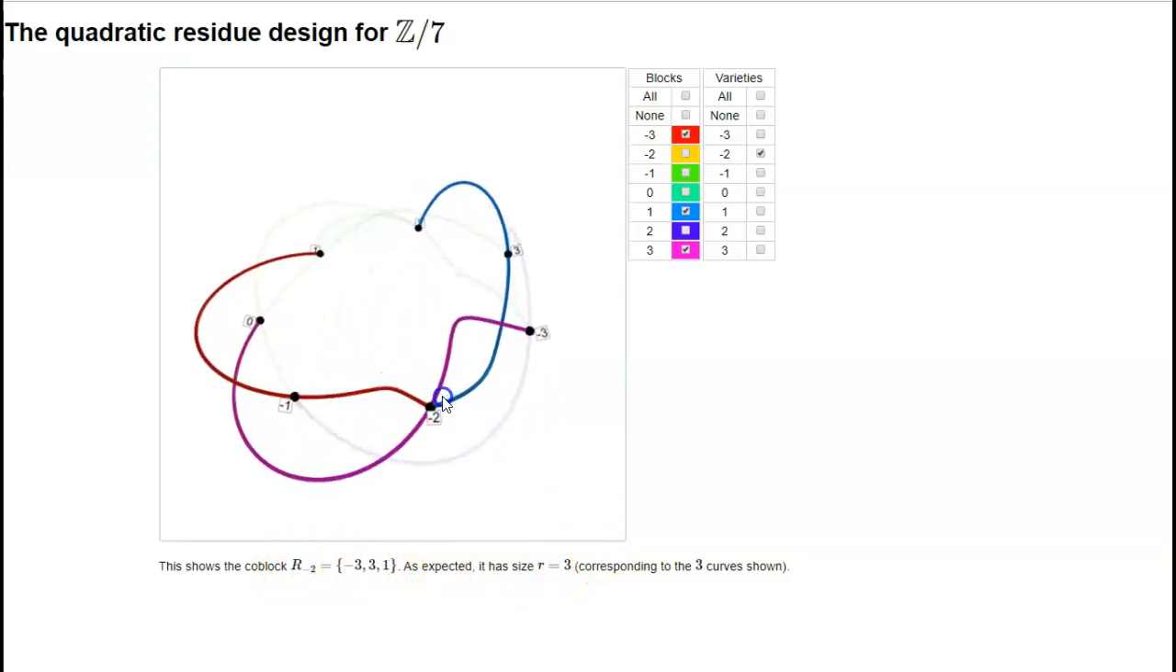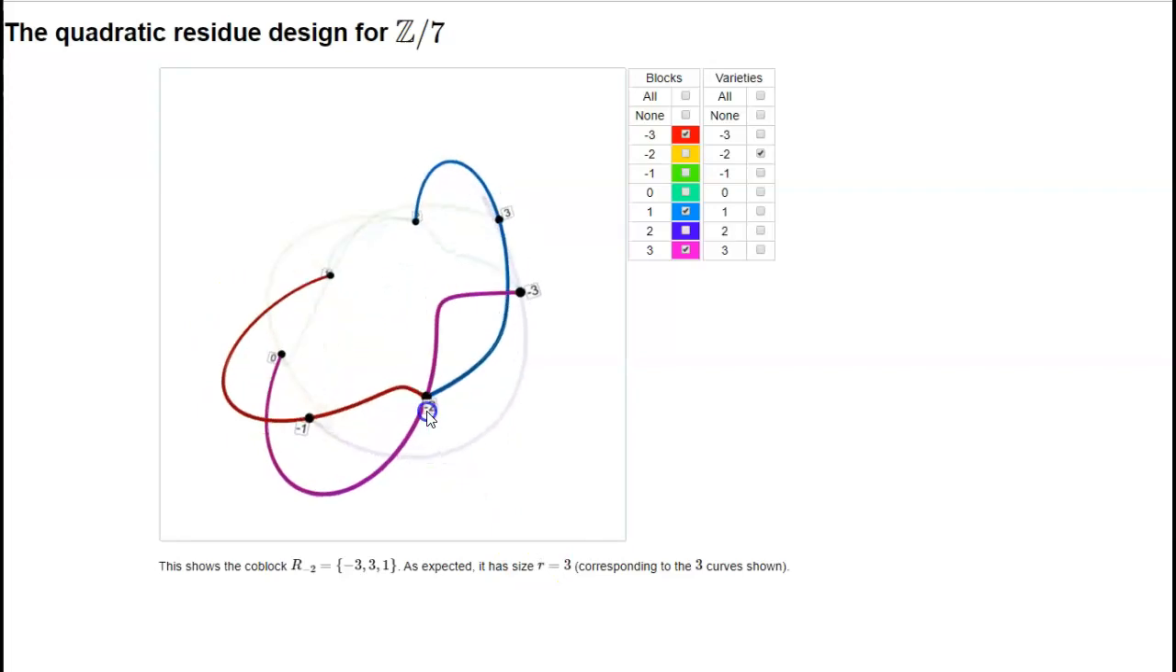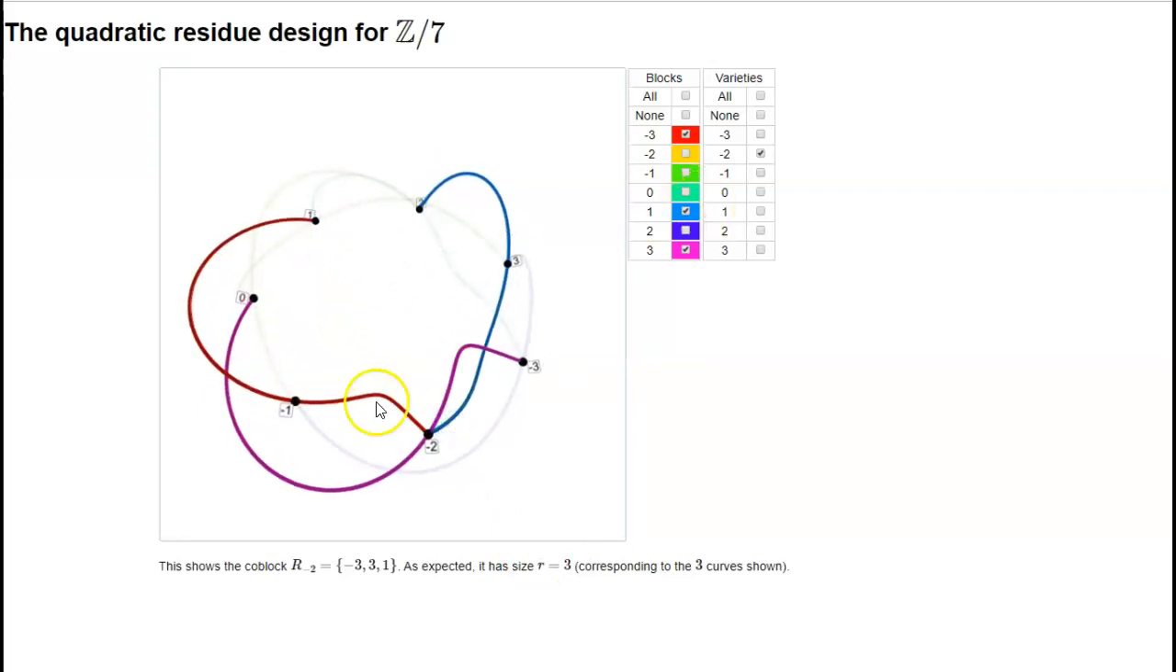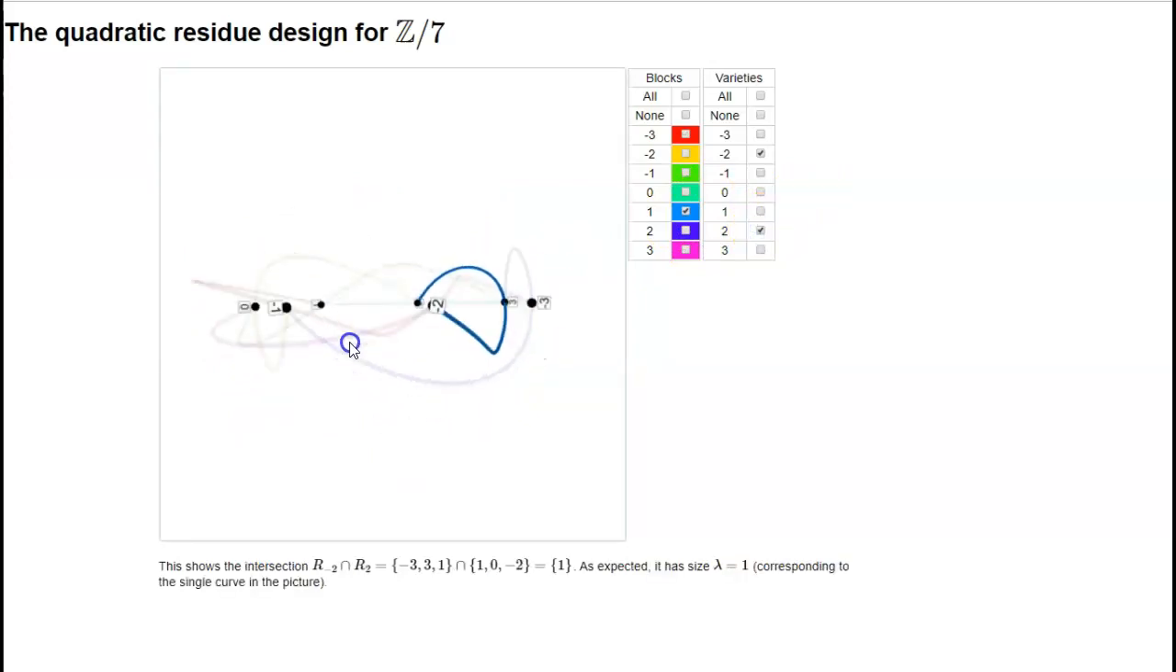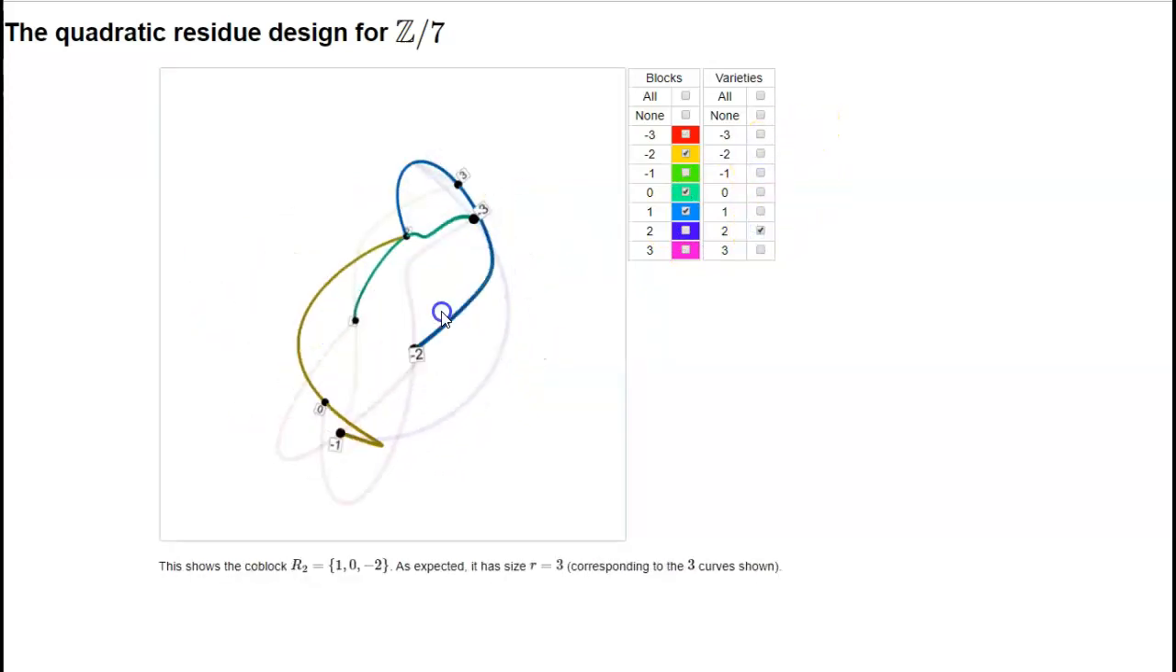And remember, for a block design, any variety lies in r different blocks, where for this parameter little r, in this example, little r is 3. Every variety lies in exactly 3 blocks. We've seen that for the variety -2. Let's do it for variety 2.